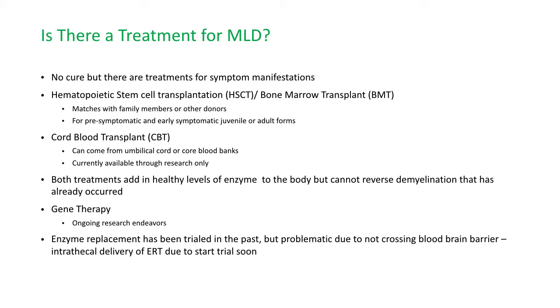Cord blood transplantation can come from umbilical cord or cord blood banks. Both treatments add healthy levels of enzyme to the body but cannot reverse the demyelination or damage that has already occurred. Gene therapy is ongoing, and enzyme replacement therapy has been tried in the past but has been problematic due to it not crossing the blood-brain barrier. Intrathecal delivery of enzyme replacement therapy is due to have a trial that starts soon.